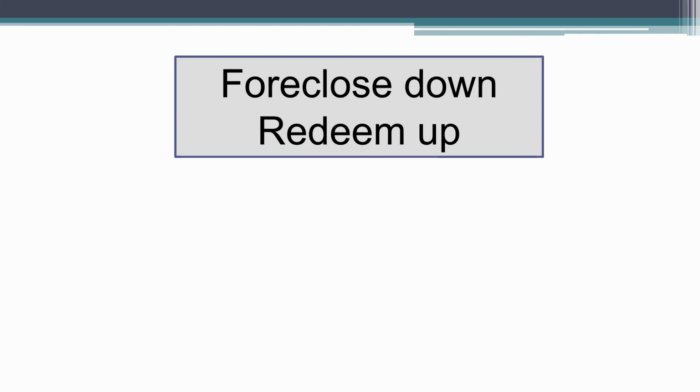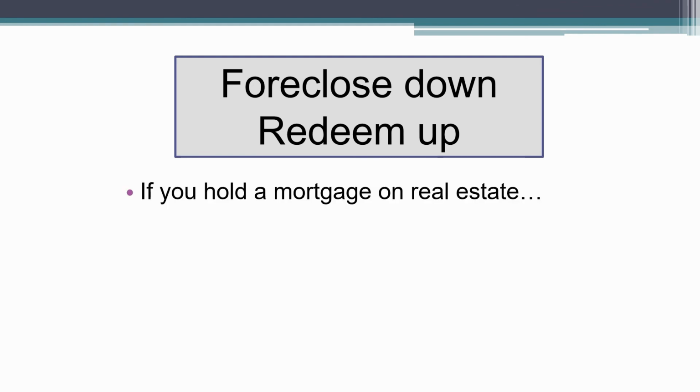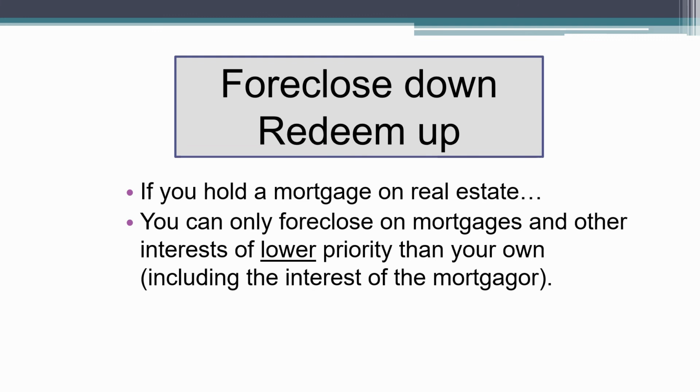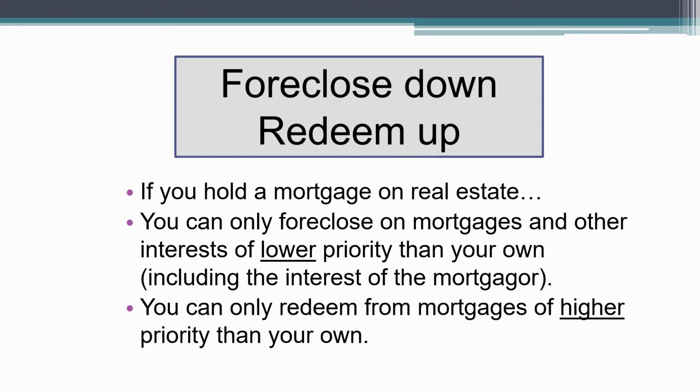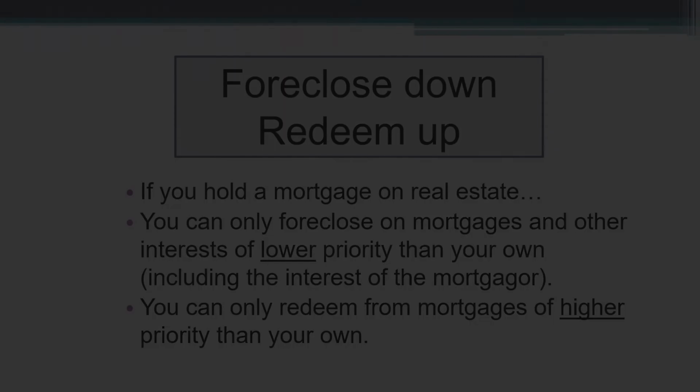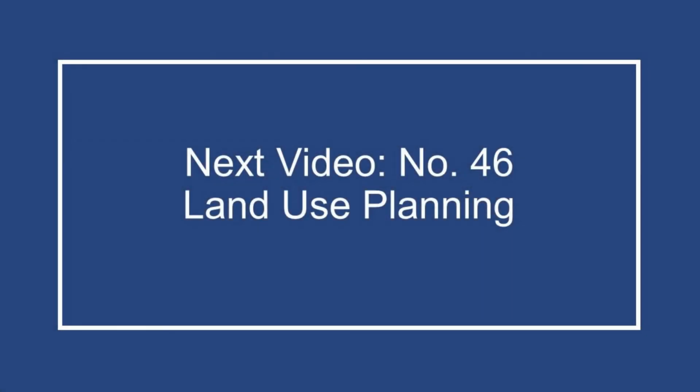We can summarize a great deal of what we've learned in this video by just 4 words. Foreclose down, redeem up. If you hold a mortgage on real estate, you can only foreclose on mortgages and other interests of lower priority than your own. Now that does include the interest of the mortgagor, who in effect is at the bottom of the priority list. On the other hand, you can only redeem from mortgages of higher priority than your own. So keep that little phrase in mind. Foreclose down, redeem up. That concludes video number 45, our introduction to the law of mortgages.